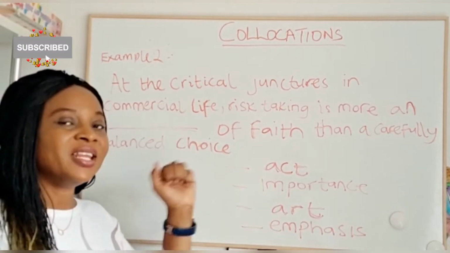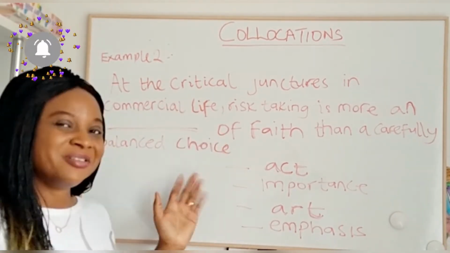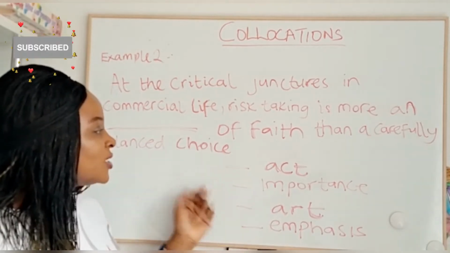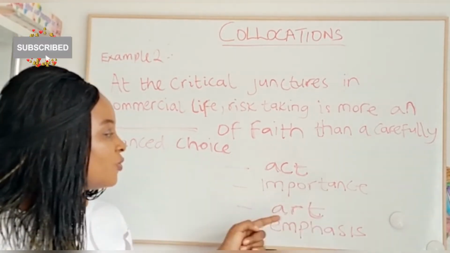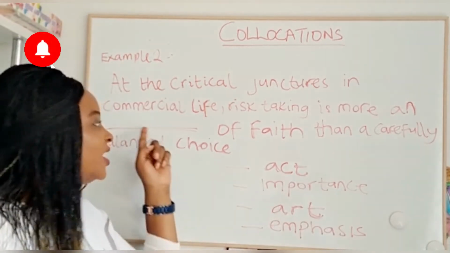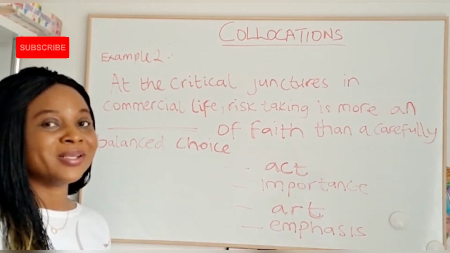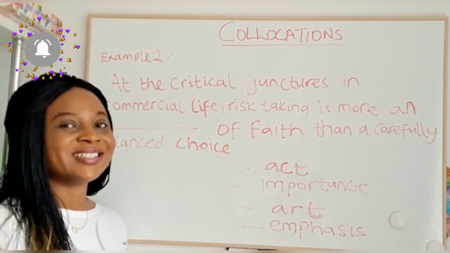This is reading fill in the blank. I just took it as part of a whole question, so I didn't make it up too. So we've got options here. We've got act, we've got importance, we've got art, and we've got emphasis. So what do you reckon should fit in here of all these options? Put your answer in the comment section, and I'm going to look at it.